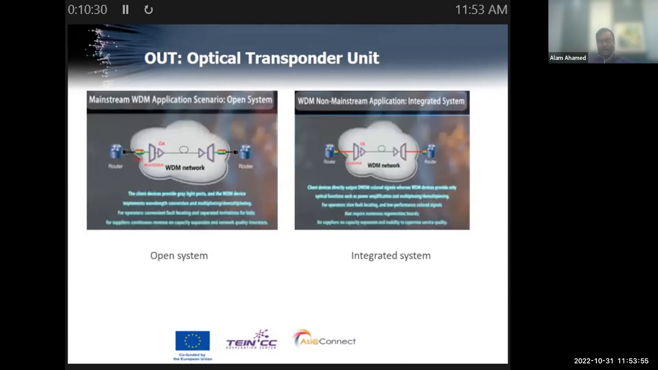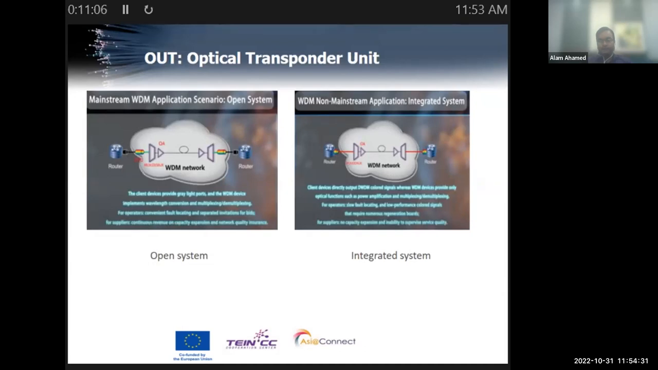Open system. Finally, let's look at some WDM applicable scenarios. One common application scenario of WDM system is the open system. An open system uses OTU and WDM devices to convert the gray signal from client side devices to color signals. An 80-channel WDM system generally requires 80 pairs of OTU. Such an open system is the most common application scenario, accounting for 90% of applications.